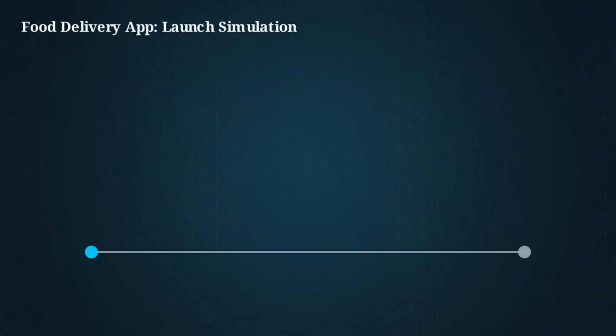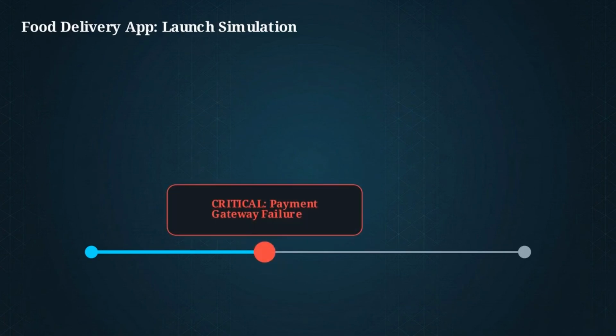Let's look at a dry run simulation for a new food delivery application to see this algorithm in action. Mid-launch, a critical crisis occurs. The primary payment gateway fails.